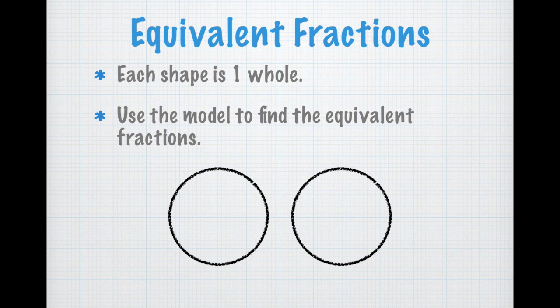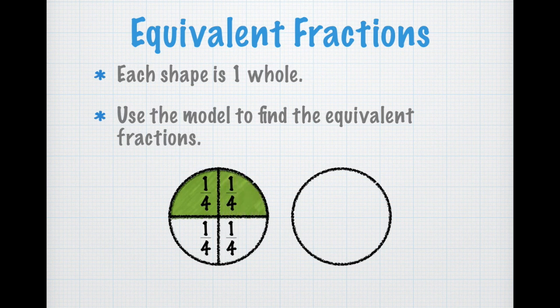So let's look at the model. We know that each shape is one whole, and we can use these to help us find equivalent fractions. First, we're going to look at the circle on the left, and we're going to split that circle into fourths. So I can draw a line to cut it down the middle, and a line across, and each piece is 1/4. I'm going to shade two of them.